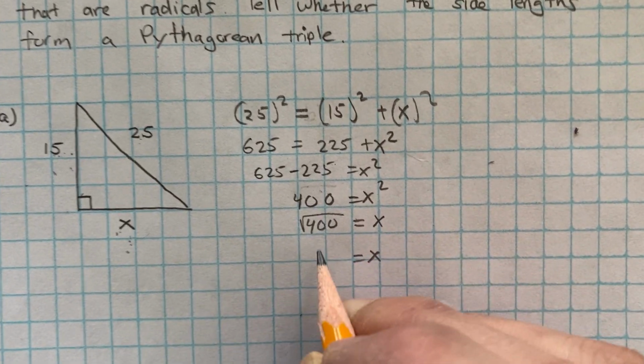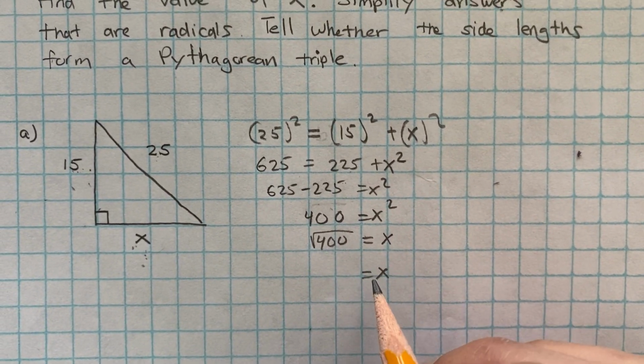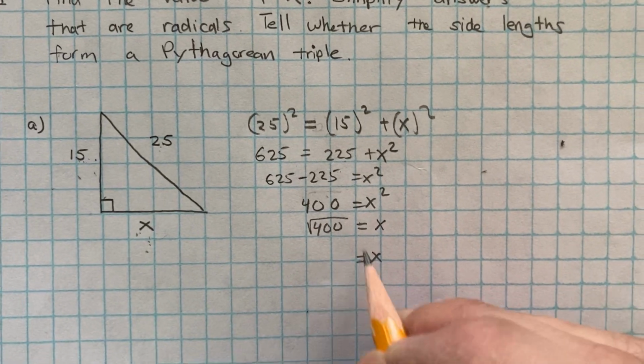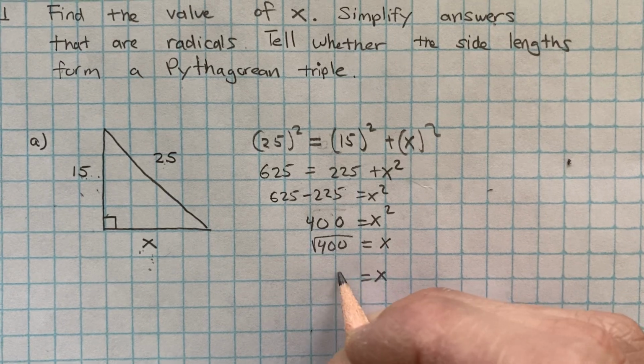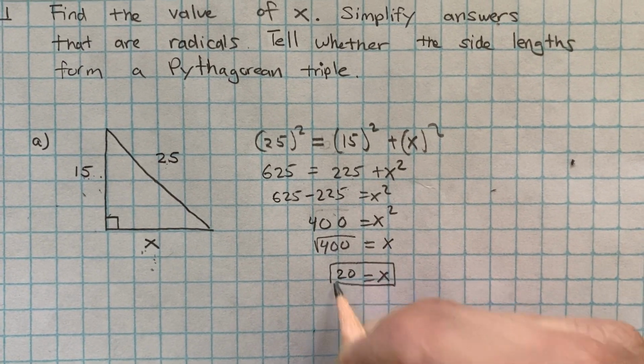Okay, so you don't want to write plus or minus, right? Typically, I have you guys write plus or minus for solving square root equations. But because this is a side length of a triangle, you only want to take the positive square root. So x is just equal to 20.